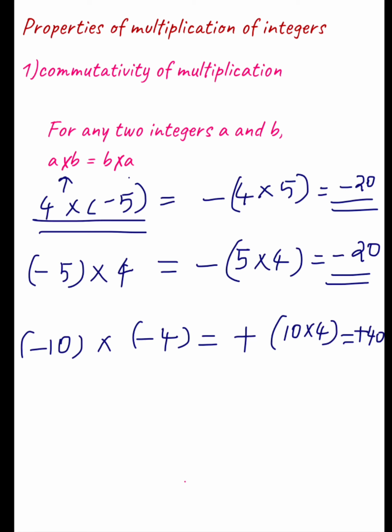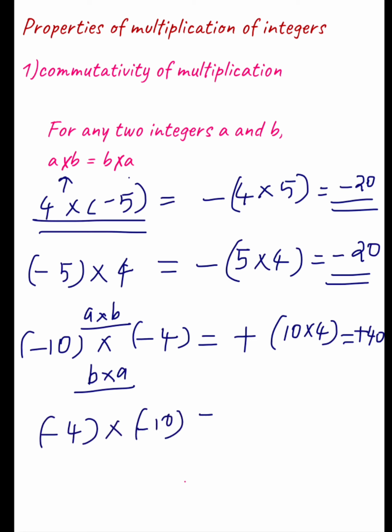Now you have done A into B. Now let's do B into A. B into A means just exchange the numbers, that is minus 4 into minus 10. Here also you can see you need to multiply them as whole numbers and put the positive sign. So what will be 4 into 10? It is 40. So plus 40.